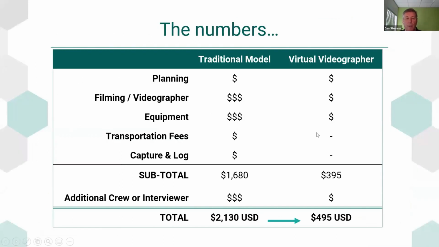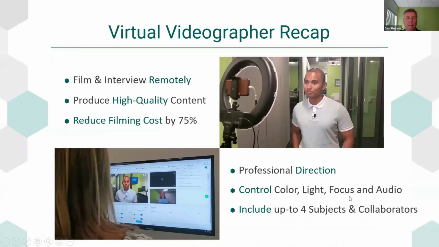From a number standpoint, we can conduct a filming for a traditional 3 to 5 minute video for $395. Includes a planning meeting, and it's a turnkey solution. And if you need us to play the interview role, it's an extra $100. So it's literally about 25% of the cost of a traditional filming, but yet it's in 4K.